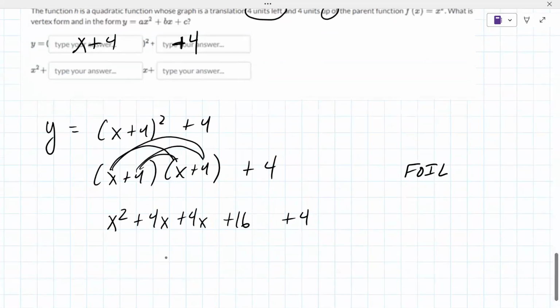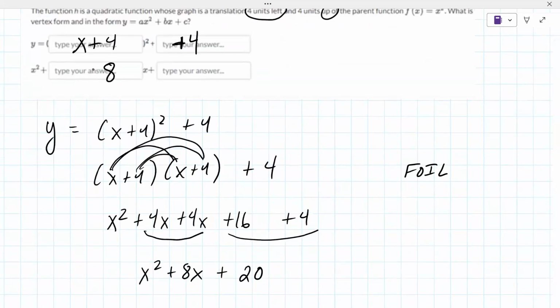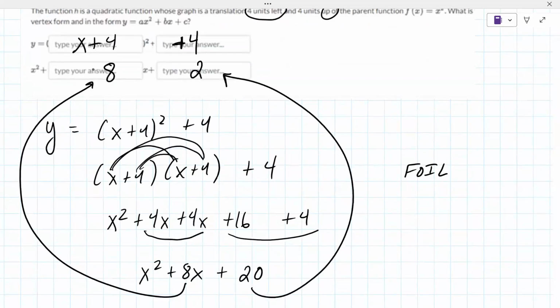Now you can typically always combine the outer and the inner. So it becomes x squared plus 8x plus, and then in this moment you can actually combine those, plus 20. So the answer here is already in the form x squared plus something times x. That's the 8, plus 20. Okay. Wait, I'm going to write that down really quick.